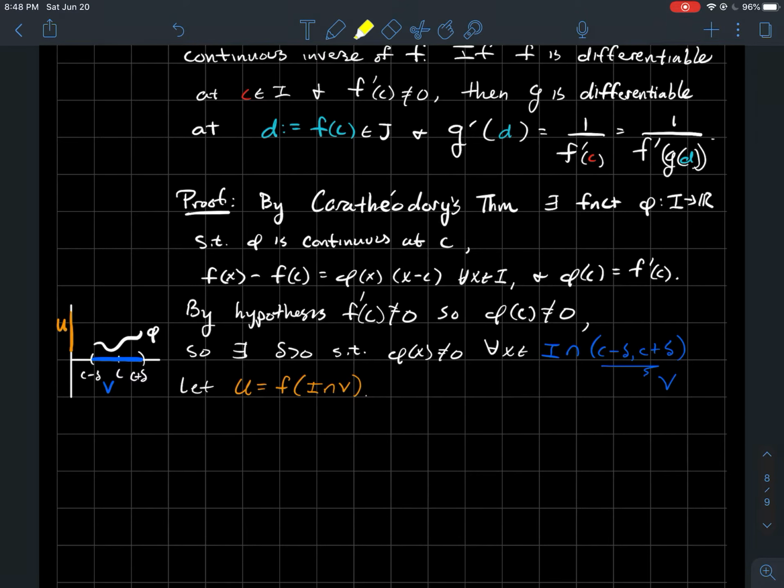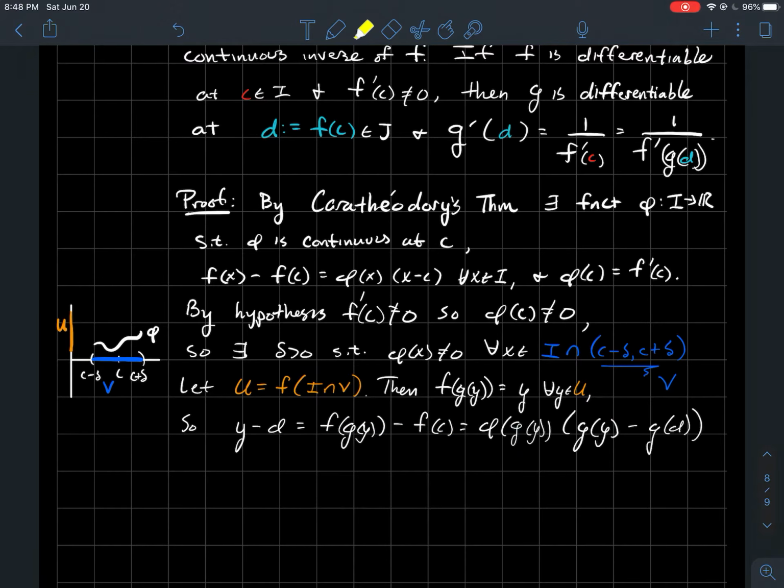Okay. And so what else can we say? What do I know about f and g? They're inverses of each other. So f of g of y should just give you back y for every y that's in u. So if I think about y minus d, by this logic, that's the same thing as f of g of y. And remember, d is f of c, so that's up there in that blue color. But then this looks like the difference between two outputs, two y values on the graph of f. By Caratheodory's theorem, I know that should be phi of g of y times g of y minus g of d.